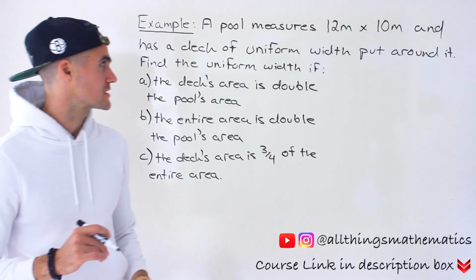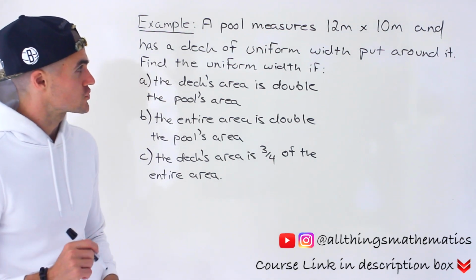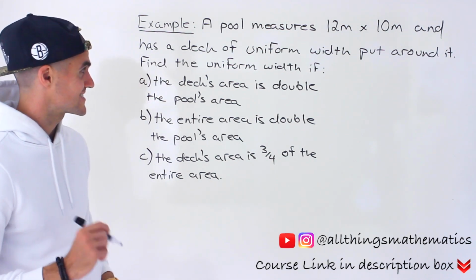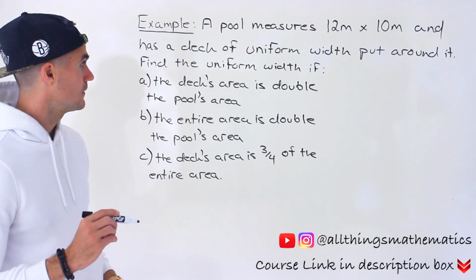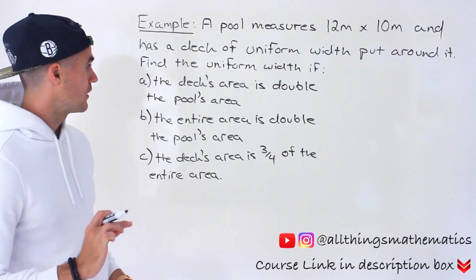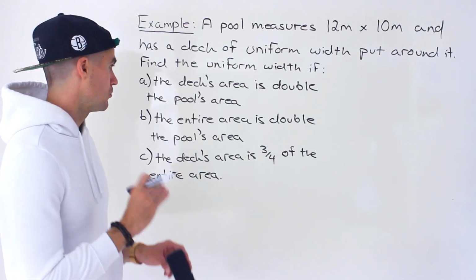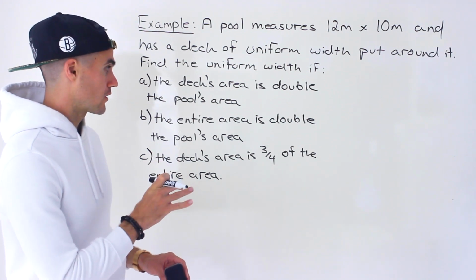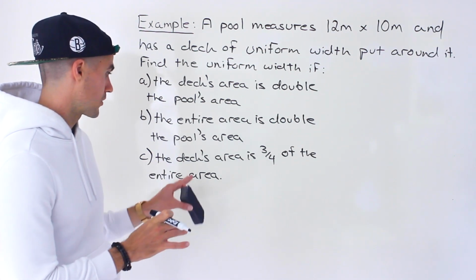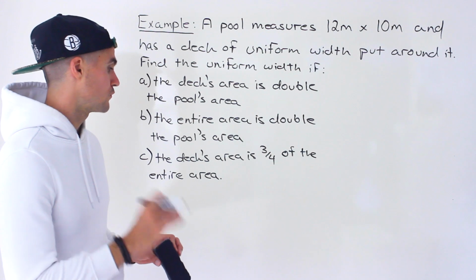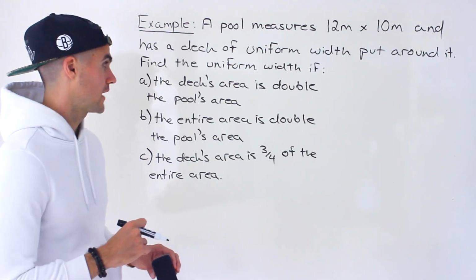So this is a popular kind of scenario. We have a pool that measures 12 meters by 10 meters and has a deck of uniform width put around it. And we have to find that uniform width in these three different scenarios. In part B, the entire area is double the pool's area, and then part C, the deck's area is 3/4 of the entire area.